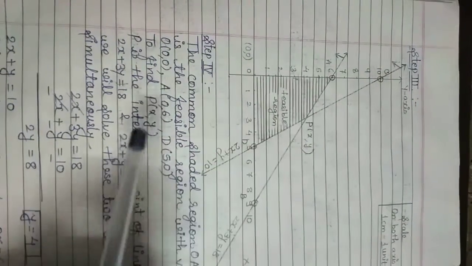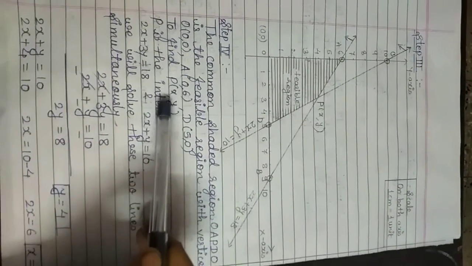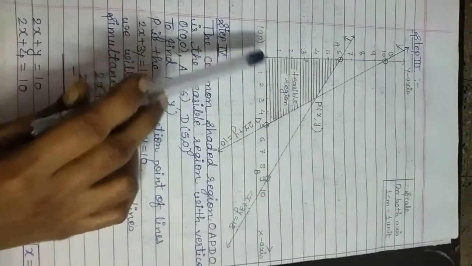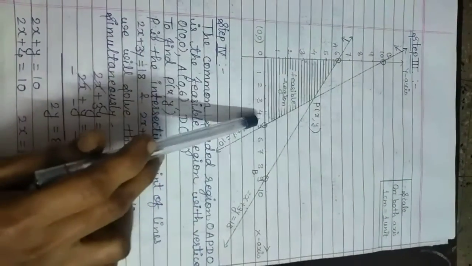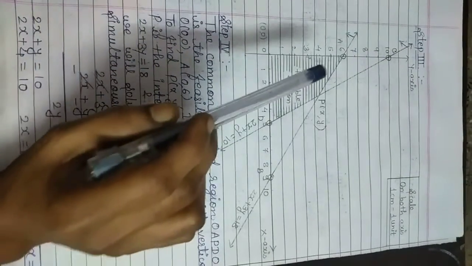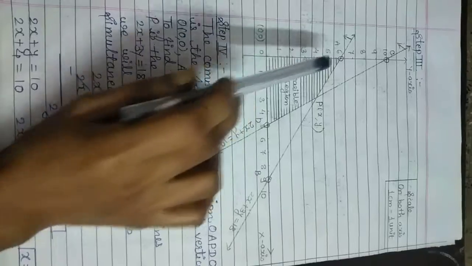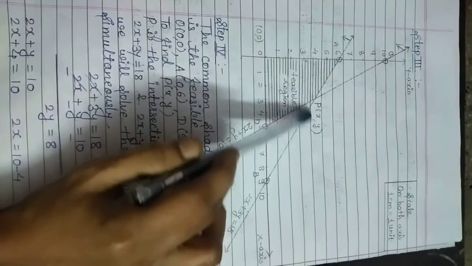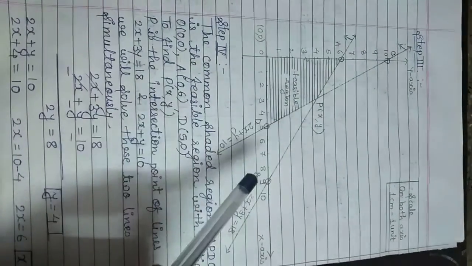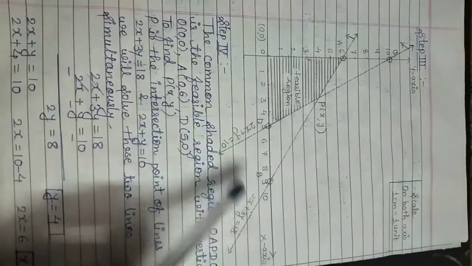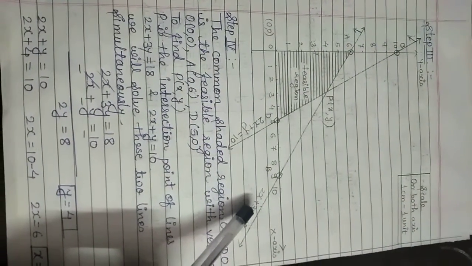Now in step 4 we are going to find the corner points of the feasible region. So the corner points are O, A, P, D, O. And from these points we know the coordinates of O, A and D, but we don't know the coordinates of point P. So we will call these coordinates x, y. Now since P is the intersection point of these two lines, if we solve these two lines simultaneously, then we will get the values of x and y.